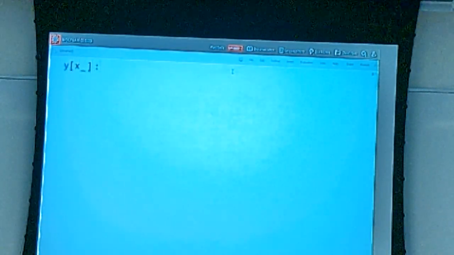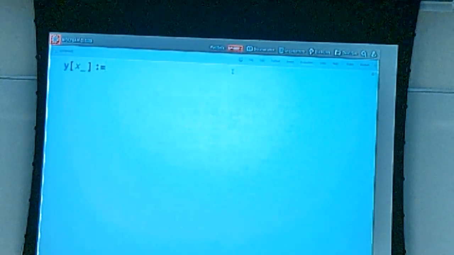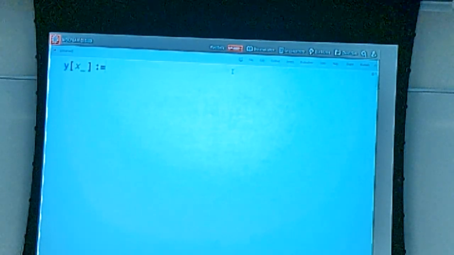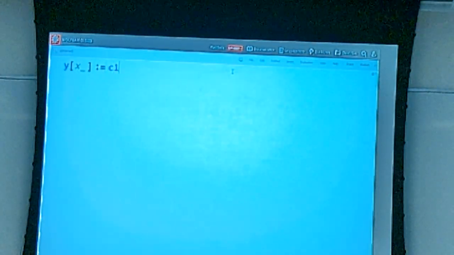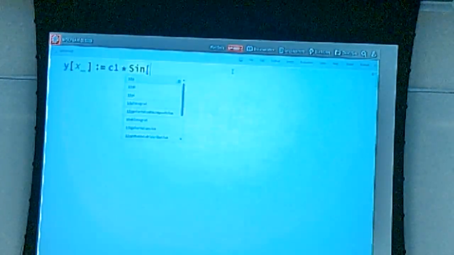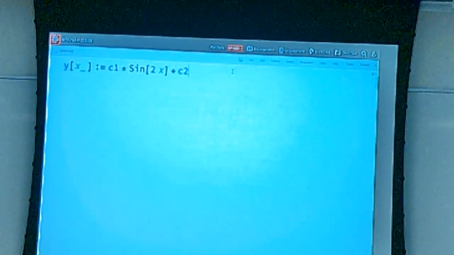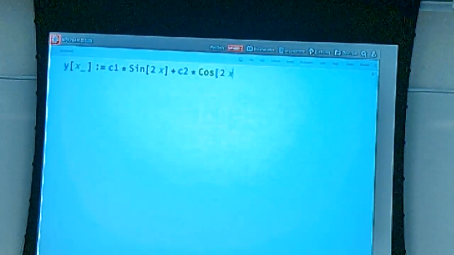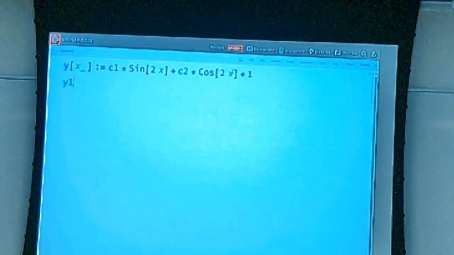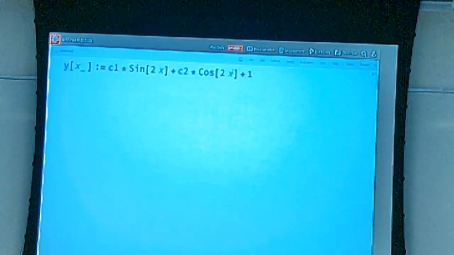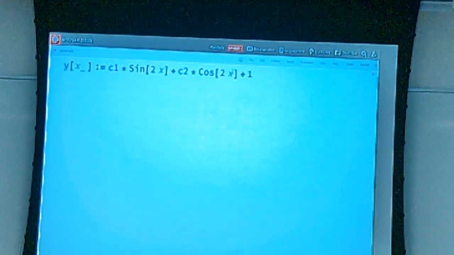Actually, let me first define my functions. Y of x, underscore tells it that it's an independent variable. So again, notice that that text turned green. This represents an independent variable. C1 times sine of 2x plus C2 times cosine of 2x plus 1. Yeah, I'm going to do it this way.